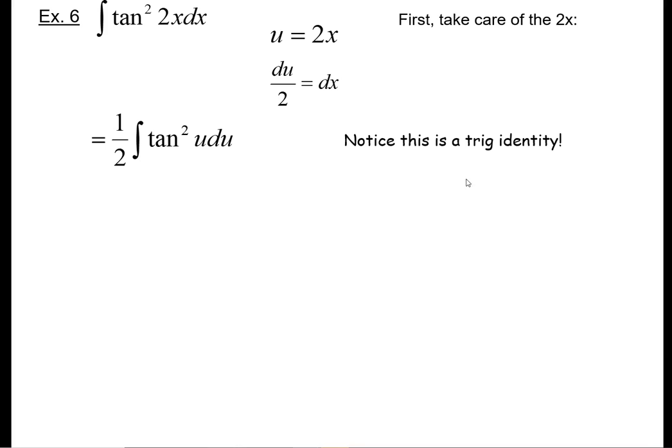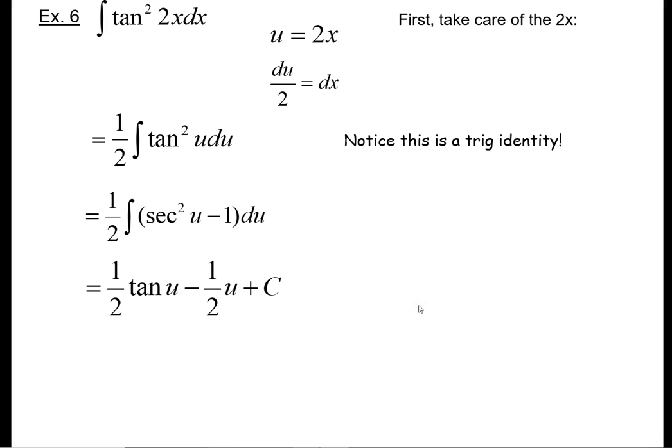This is actually a trig identity. You may or may not remember, but it's one of our Pythagorean identities: tan squared is equal to secant squared minus 1, so it's tan squared u equals secant squared u minus 1. This we can integrate. We can integrate secant squared. That's one of our integrals from Calc 1. That's just tangent of u. And then, of course, 1 with respect to u would be u for the antiderivative.